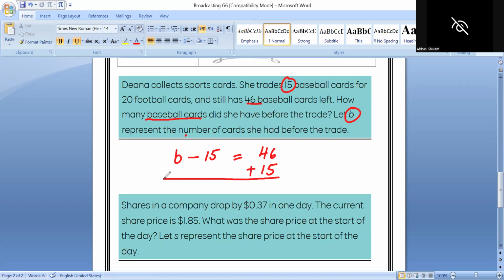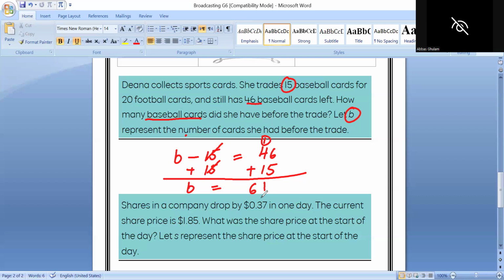So I can use one line here. What is the inverse of the minus? Plus. So I can write here plus. I cross this 15 with the 15 because they are inverse to each other. So b is equal to, if I add them, 1. 1 is carry. So 4 plus 1 equals 5, plus 1 equals 6. So the total cards is equal to 61.